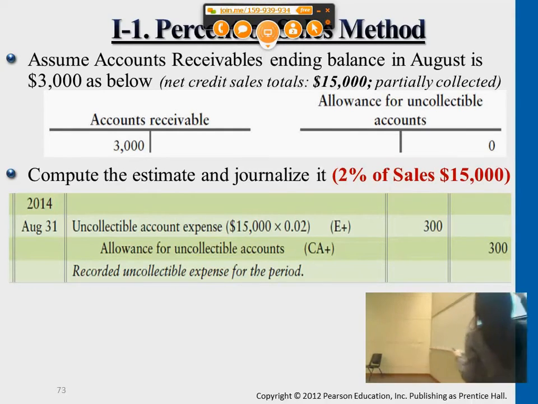Okay, so in this example, you have this $3,000 balance there. That's the ending balance after some of the clients paid off, made the payment for accounts receivables. So the $15,000 is the total credit sales amount. Okay, so we'll be doing the estimation based upon the total amount of credit sales.